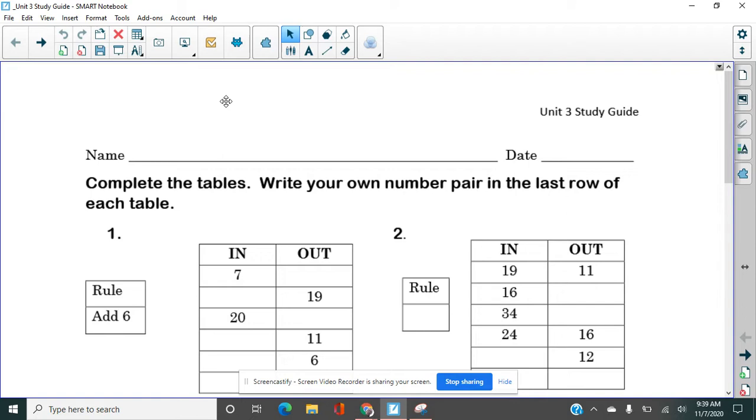Remember, this video is going to be quite long, but the trade-off is that there's nothing to do in your math journal. So this kind of fulfills both of those assignments. That's why there's not as many things to do today.